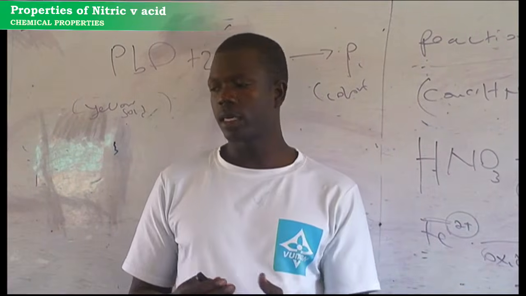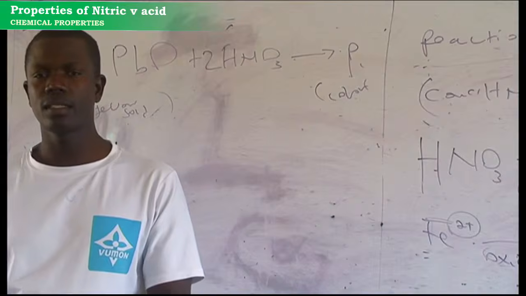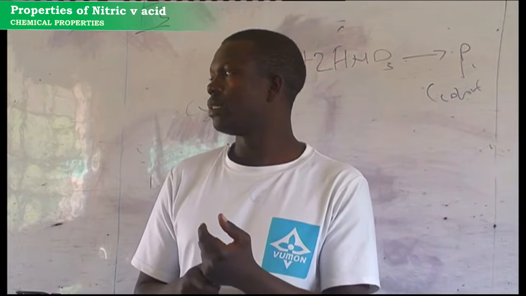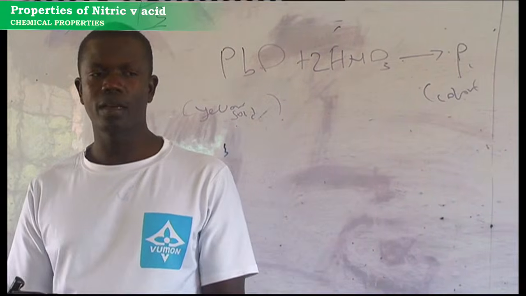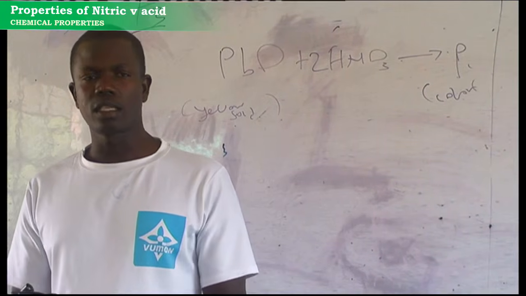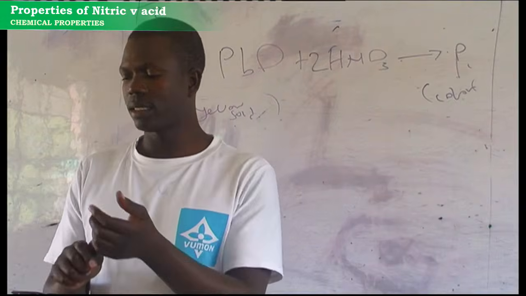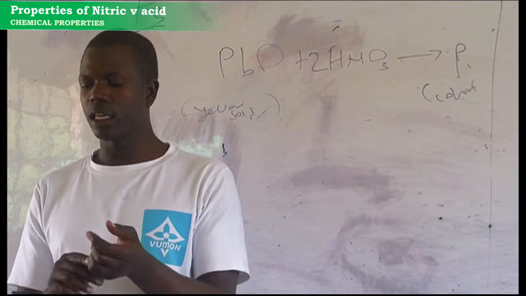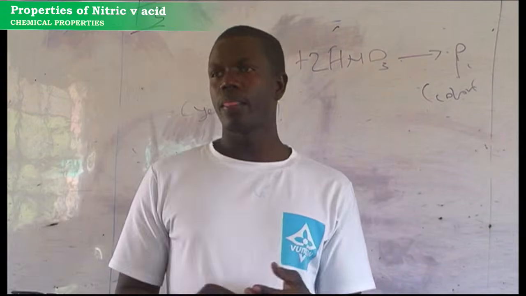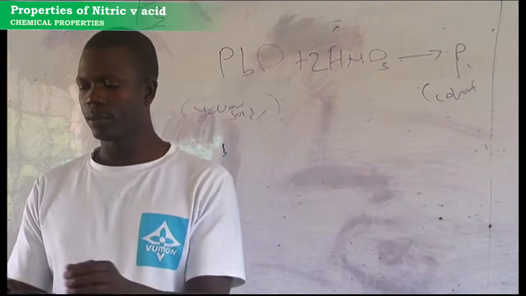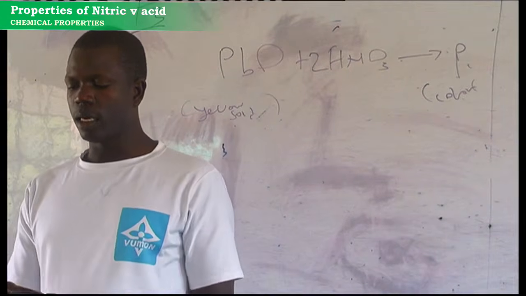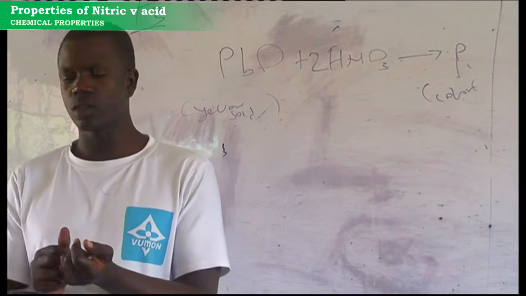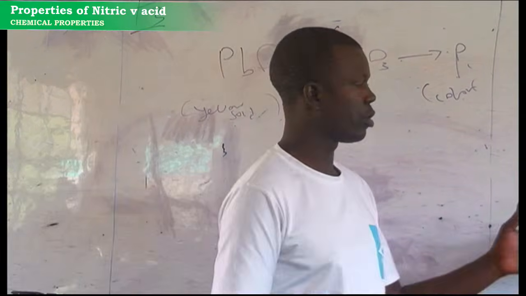Then you need to know at least one or two uses of nitric acid. One, it is used in the manufacture of fertilizer. Number 2, it is used in the manufacture of plastics. Number 3, it is used in the manufacture of dyes and drugs. Then it can also be used in the purification of some metals, such as gold and silver.